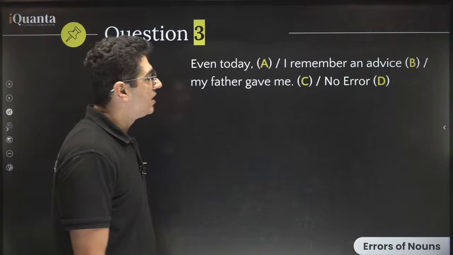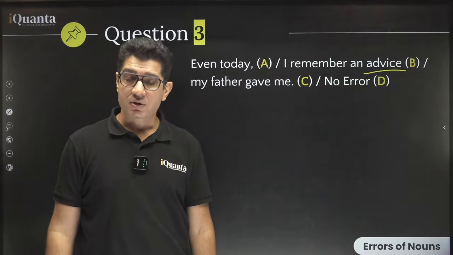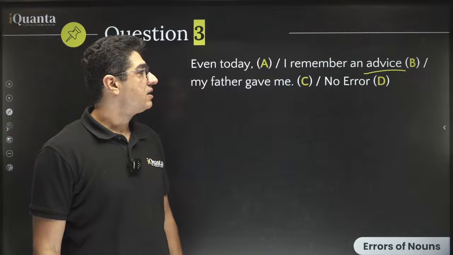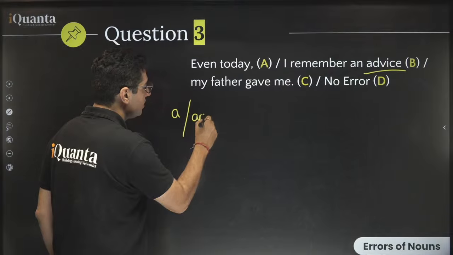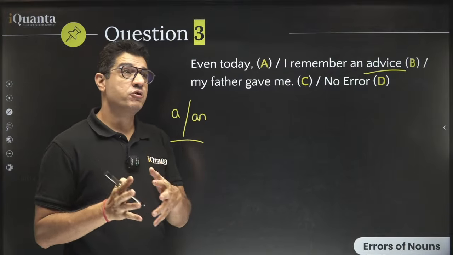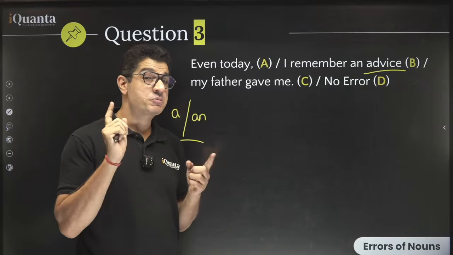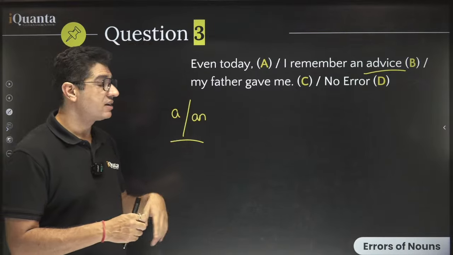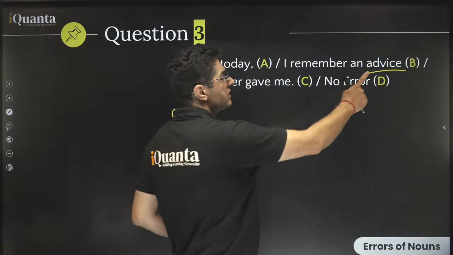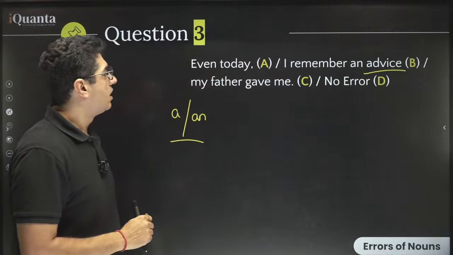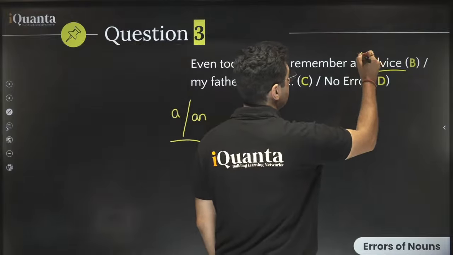Okay, so here, once again, you notice this advise. Advise is an uncountable noun, and when it comes to a or an, they are put before only the singular countable nouns. If a noun is plural, we cannot use a or an. If a noun is uncountable, we cannot use a or an. So because advise is uncountable, we cannot really use an, and that is the error.